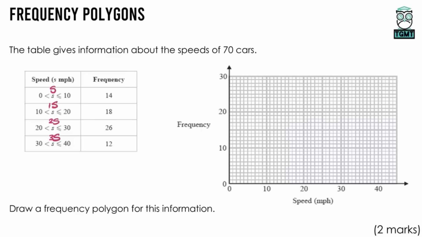So from 5, we need to go up to 14, which is just here. From 15, we need to go up to 18. From 25, we need to go up to 26. And then from 35, we need to go up to 12. So up to 12, and there we go. Now a frequency polygon is just joined dot to dot with straight lines. So we're going to join each point. We would use a ruler for this, and just making nice straight lines between those 2 points. And there we go, that's your frequency polygon.